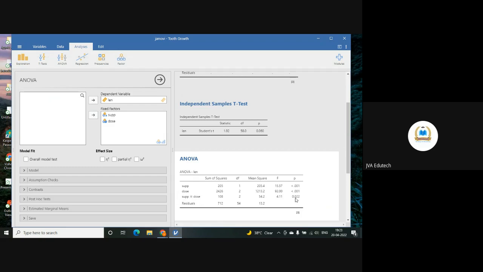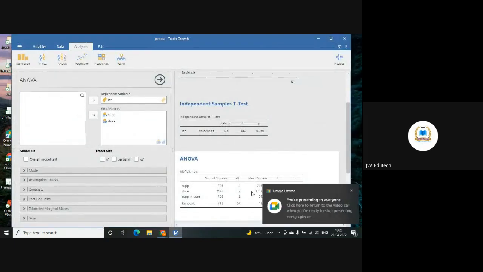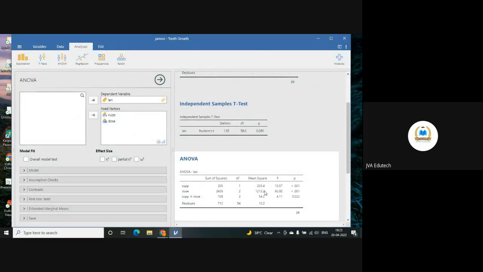So from this table, if you have two or more categorical variables and one metric variable, you can say that to test this, we have performed a two-way ANOVA. In that two-way ANOVA, we found that the two types of supplement that we have taken have a significant difference in their effect on tooth growth. Different doses also have a significant difference in their effect on tooth growth. And when given together, different doses with different supplements, this is known as the interaction effect, and the interaction effect also shows a significant difference.